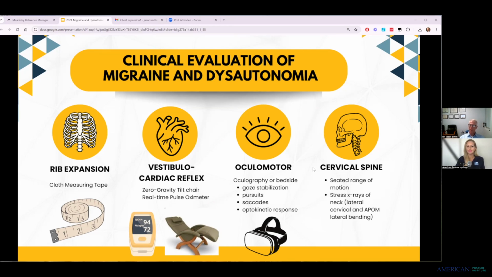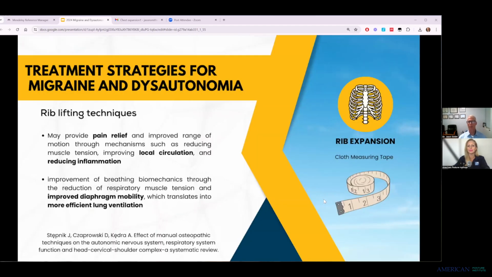And then the final thing is looking at how critical it is to evaluate the cervical spine properly. Do seated ranges of motion, and then do stress x-rays of the neck, which includes the lateral cervical and the AP open mouth and lateral bending open mouths. So those are pretty important. If you don't know how to do those, you should learn how to take those films and get them accurately so you can see those joints.